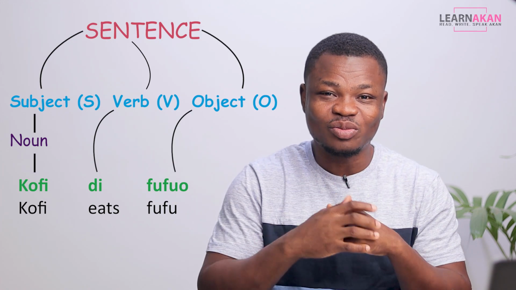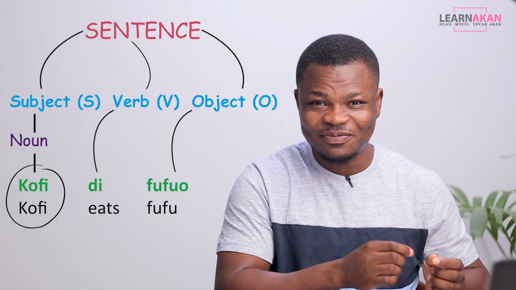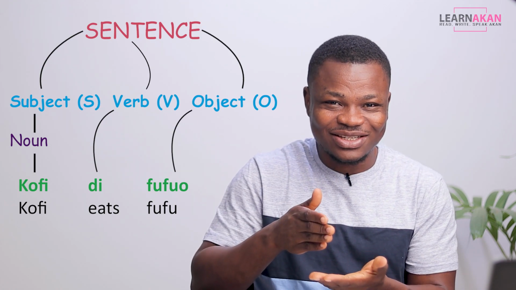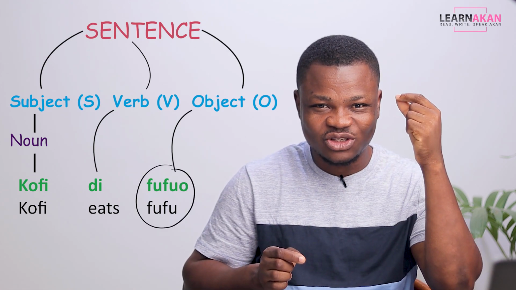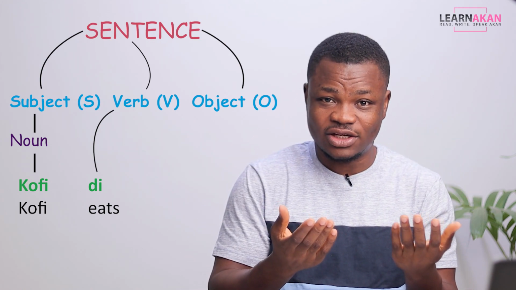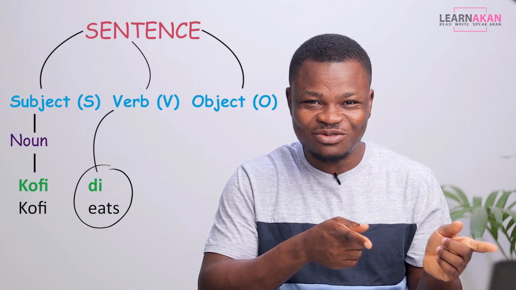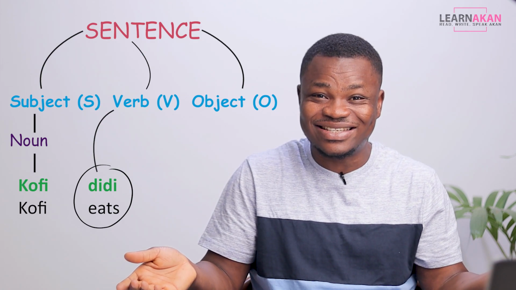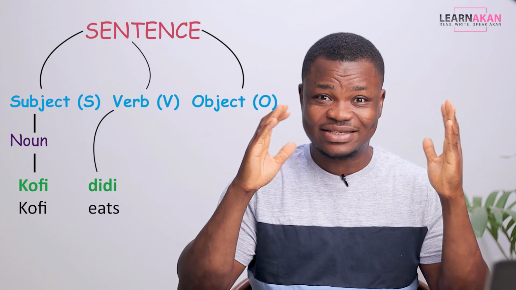So again, if you look at the composition of this sentence, we have a noun acting as the subject, and then we have a noun acting as the object, right? And in between that, we have the verb. Now, you don't always need the object. Depending on the verb that you are using, you can drop the object and still convey a complete thought. So for example, if we switch this transitive verb di for the intransitive one didi, then we can say Kofi didi, and we have a full sentence. Kofi eats. No object, but this is a complete thought.